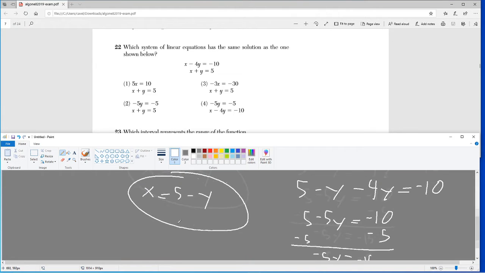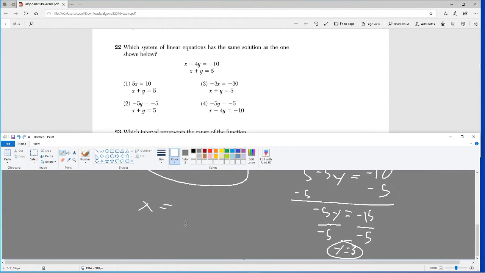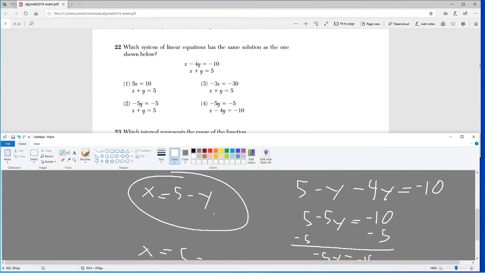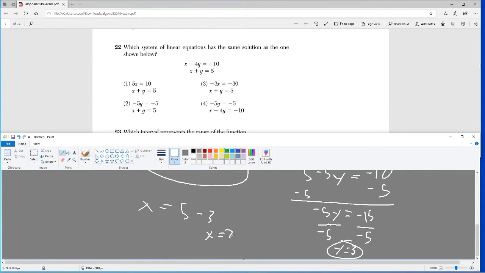And x is equal to 5 minus 3, so x is equal to 2. So these are the two values we have.